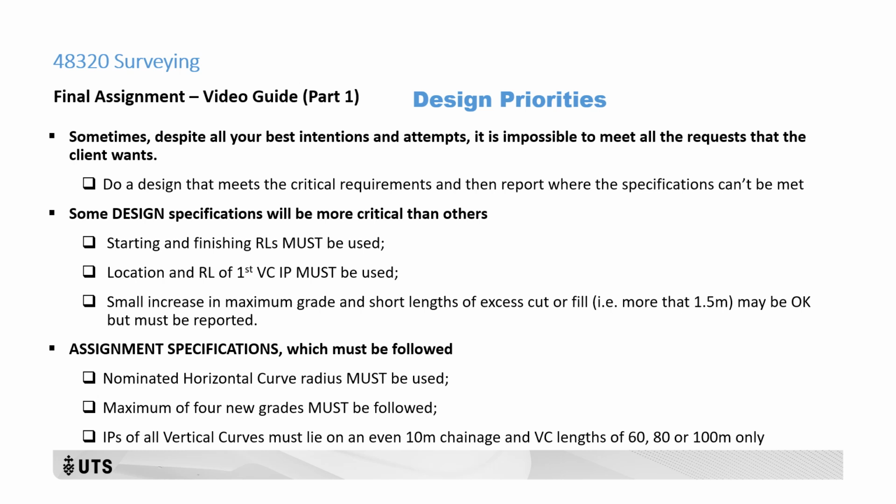The other thing is all IPs of your vertical curves must always lie on an even 10 metre chainage. So in other words, 220, 230, 240, etc. And vertical curve lengths must be only 60, 80 or 100 metres long. This is just to make life easy for both you and also for us for marking. So vertical curve IPs at 10 metre chainages and only 60, 80 or 100 metres long.